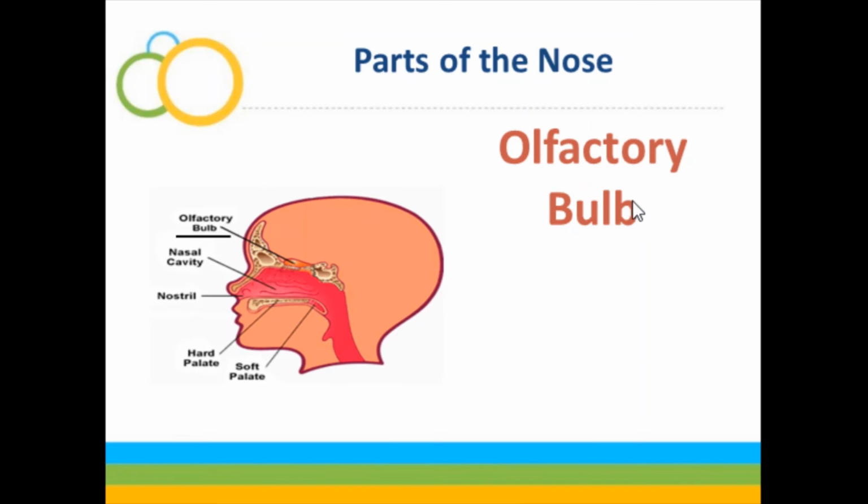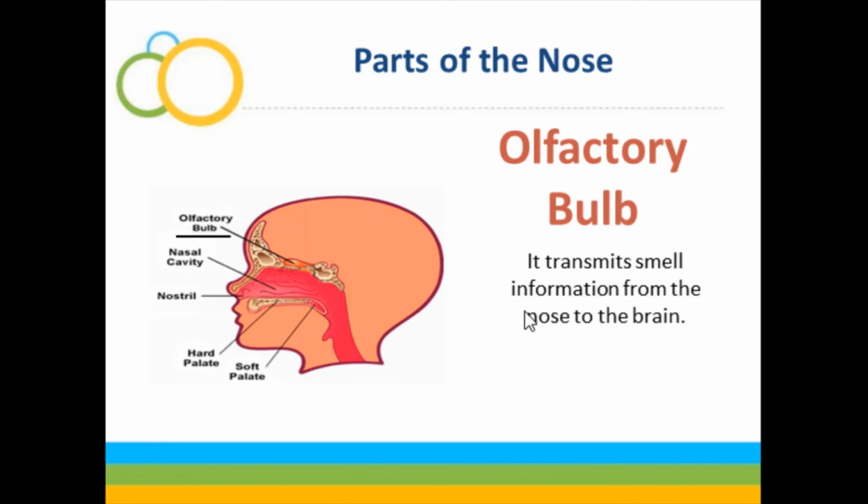Olfactory bulb. Some might call it the olfactory region. What is the function of our olfactory bulb? The olfactory bulb is found over here, and it is the one containing the olfactory nerves. It is the one that transmits smell information from the nose to the brain.